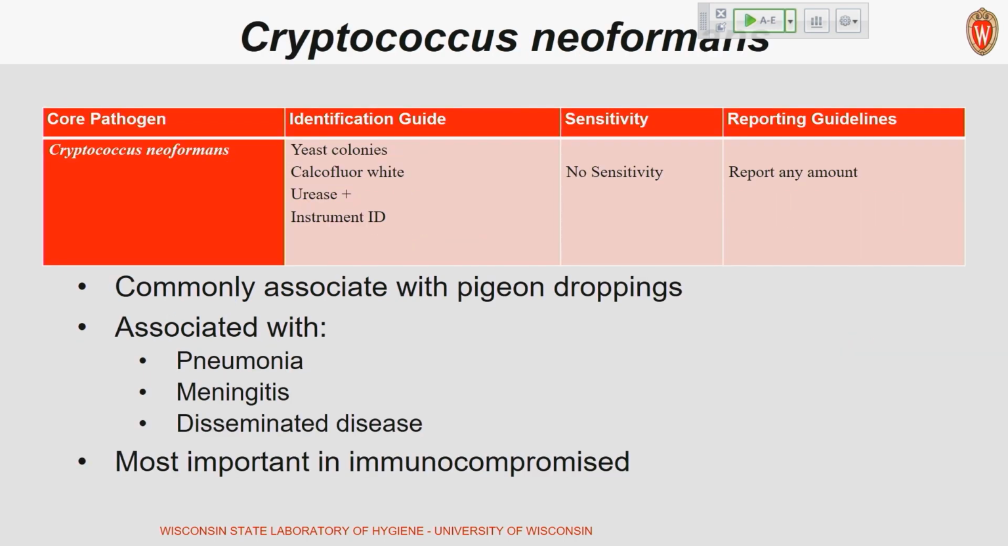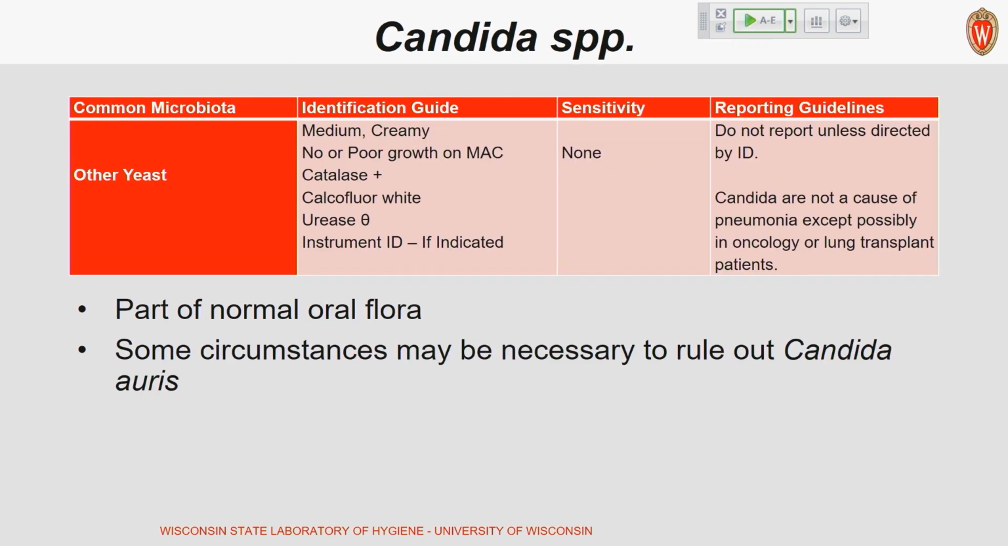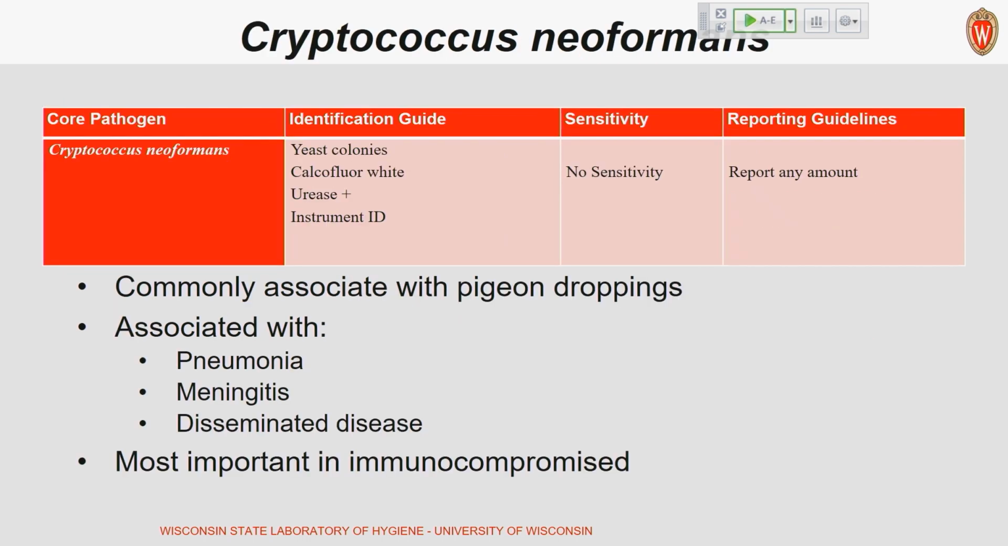Cryptococcus neoformans, so again, yeast colonies, performing potentially a calcofluor white. It is urease positive. So if we go back to that Rouleau guide here, most other Candida species are urease negative. So Cryptococcus neoformans being urease positive is a good trigger for you to then perform full ID, which is what we are doing in our institution if we run into an organism like that.